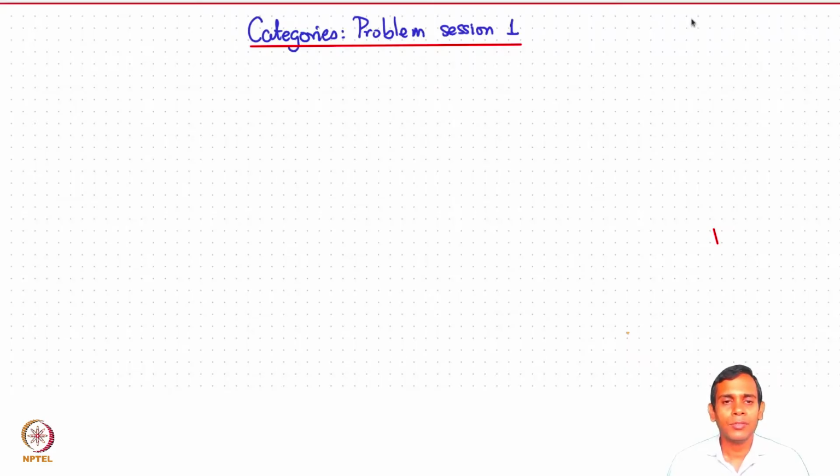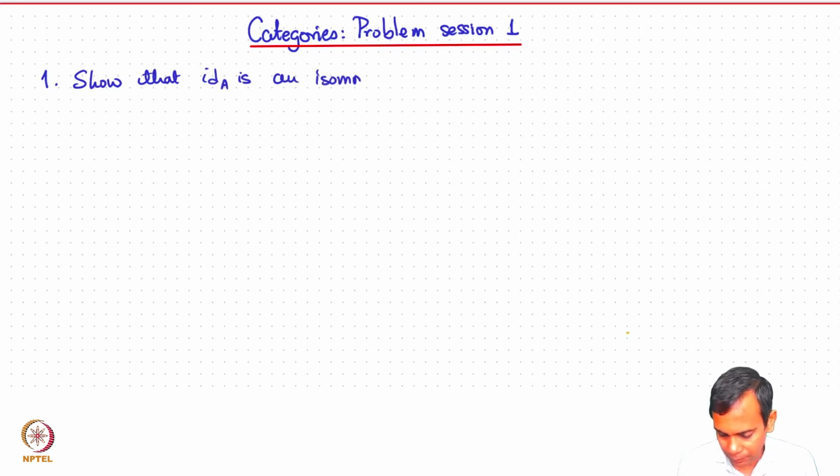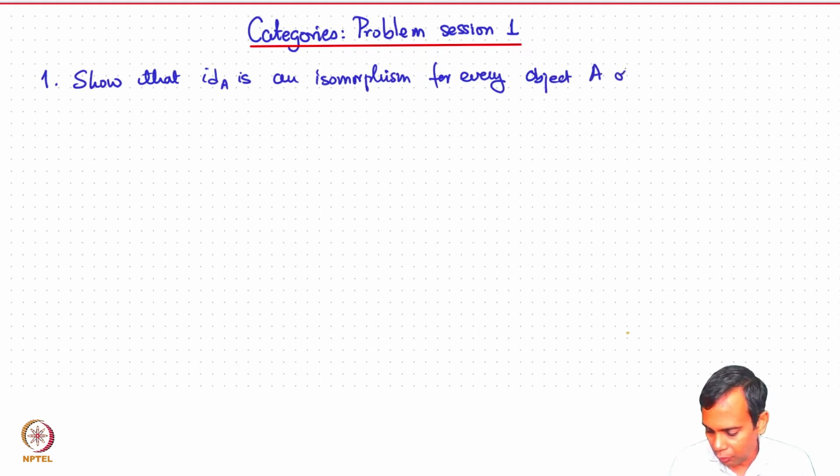So let's reinforce our understanding of categories by solving some problems. The first problem: show that the identity arrow is an isomorphism for every object A of category C.